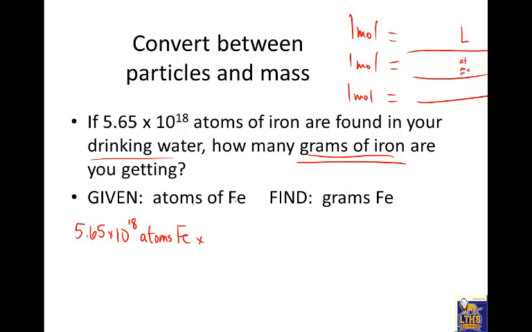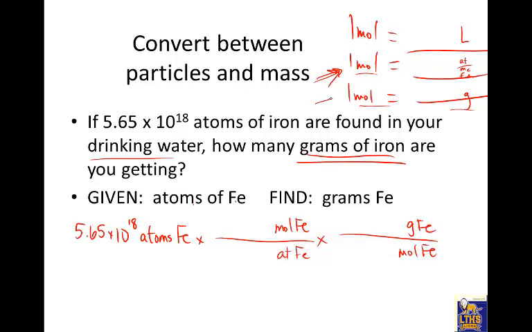So I have to use this one because it has atoms and moles in it. And then I have to find grams, so I have to use this one because it has moles and grams in it. So this is a two-stepper. Atoms of iron can change into moles of iron using this conversion factor. And then moles of iron can change into grams of iron using this conversion factor.